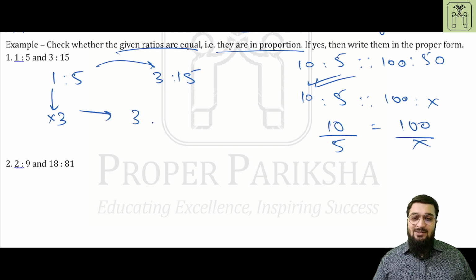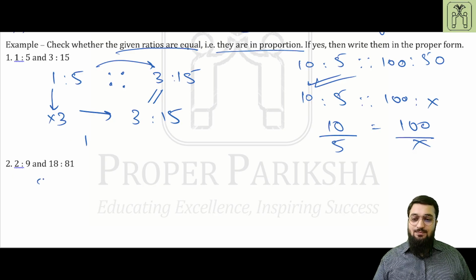We will get 3 is to 15. So if we compare this, then they are in proportion, they are equal. So we can say that they are in proportion, and we will write that just by mentioning this sign, or mentioning is equal to.